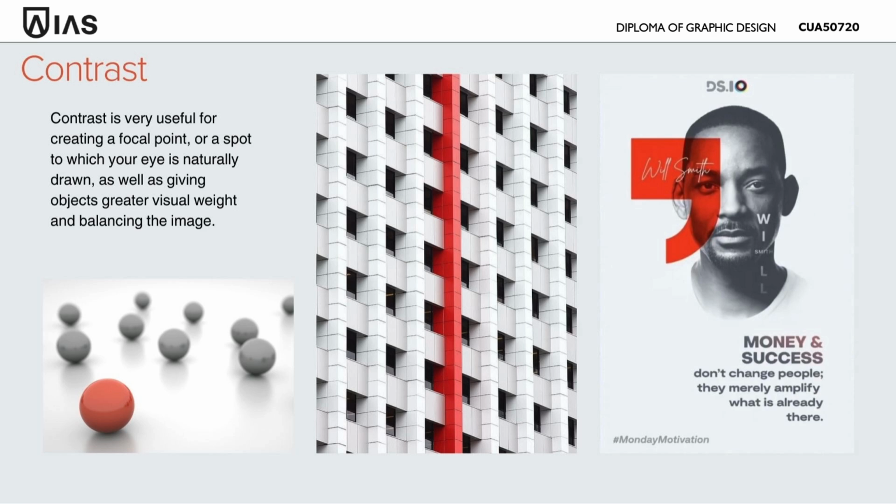In the left-hand image, you can see the red billiard ball demands our attention immediately. The contrast between the black and white background and the red ball, and also the scale of the ball, means that it carries more visual weight and our eye immediately goes there. In the middle example, you can see that the red column immediately grabs our attention, and on the right-hand side, you can see the red punctuation mark with the Will Smith signature is where our eye rests.